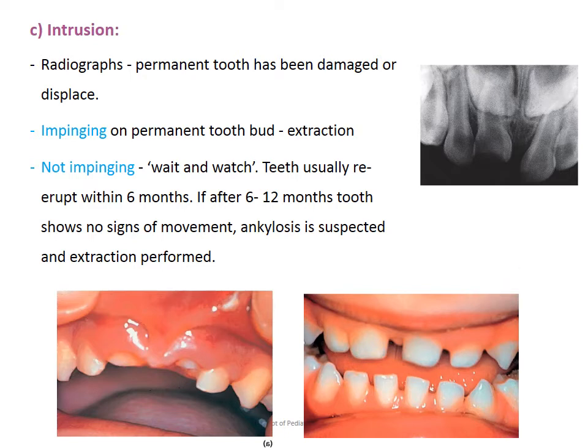We need to take a radiograph to see if the primary tooth is damaging the permanent tooth bud or not. If the tooth is impinging on the permanent tooth bud, we need to extract the primary tooth. But if it is not impinging, we need to wait and watch. It might be from 6 months to 12 months. And if in the 6 to 12 months the tooth shows no signs of any movement, then we can suspect that ankylosis has occurred, and we need to then perform extraction.